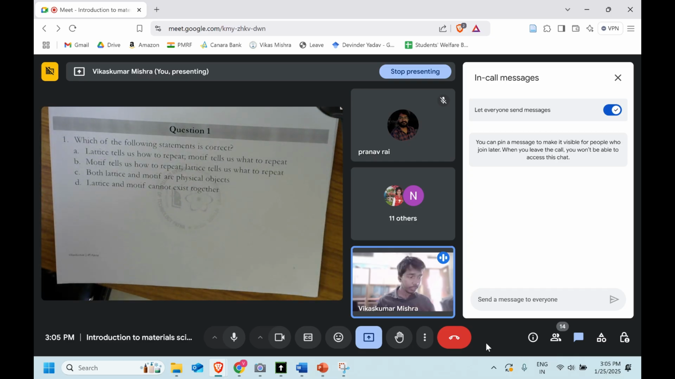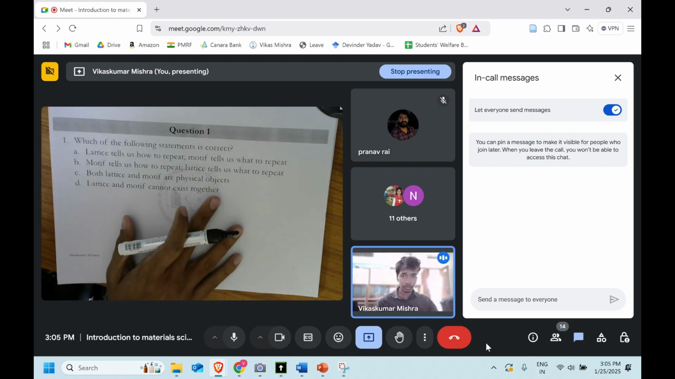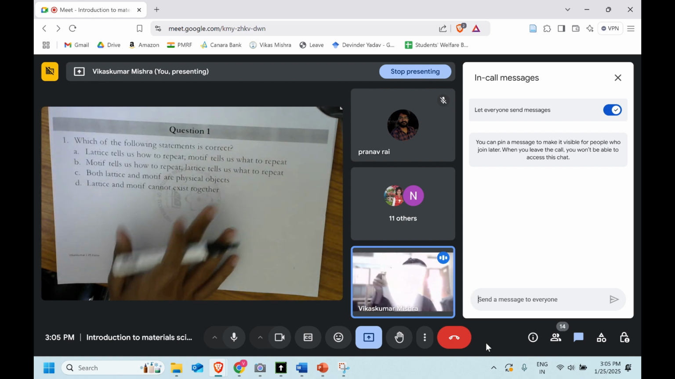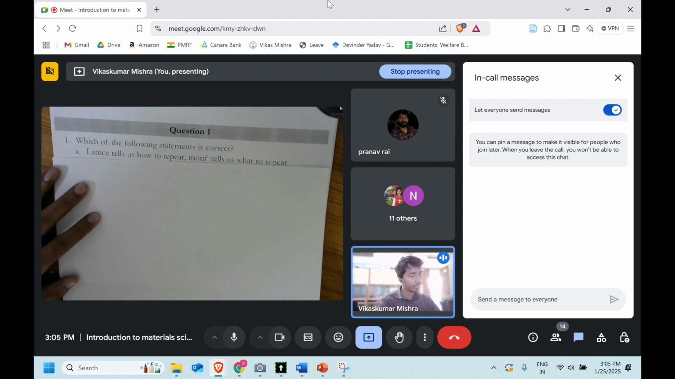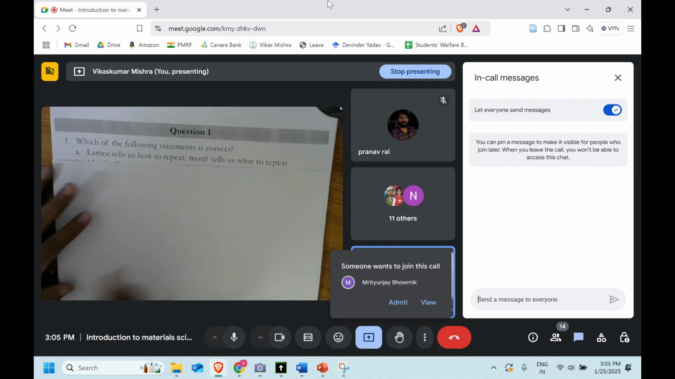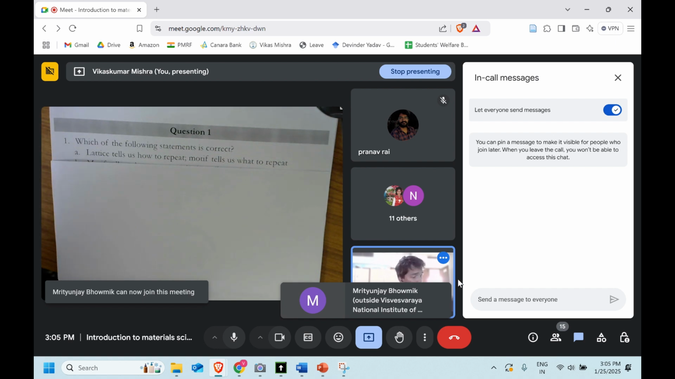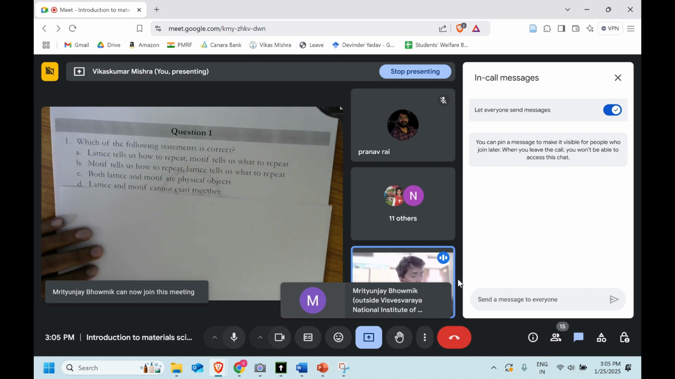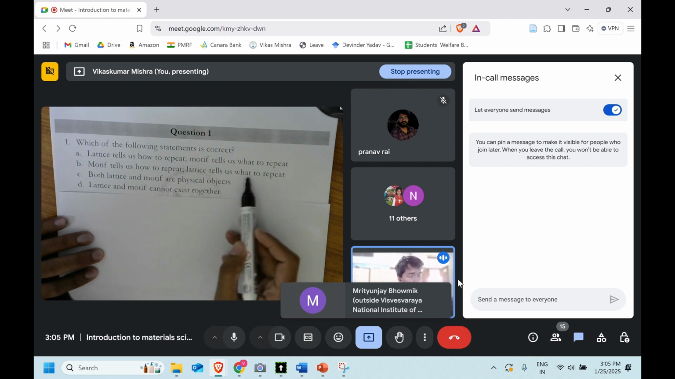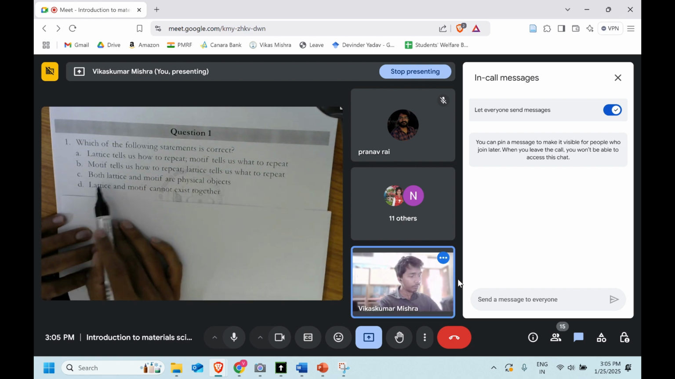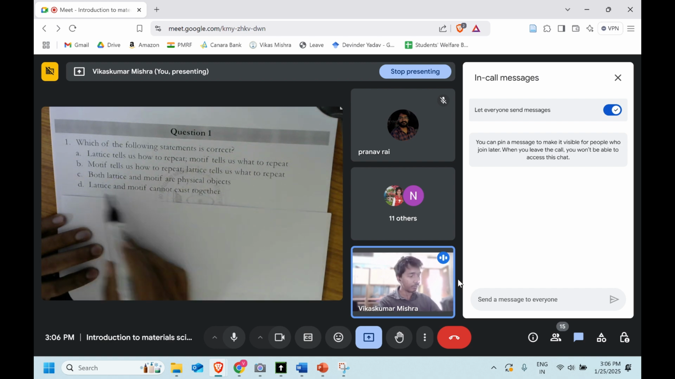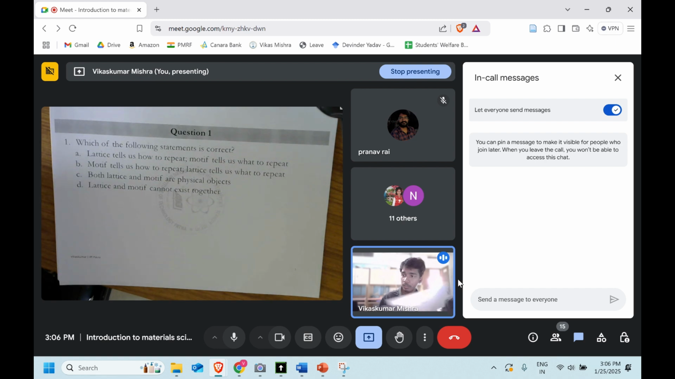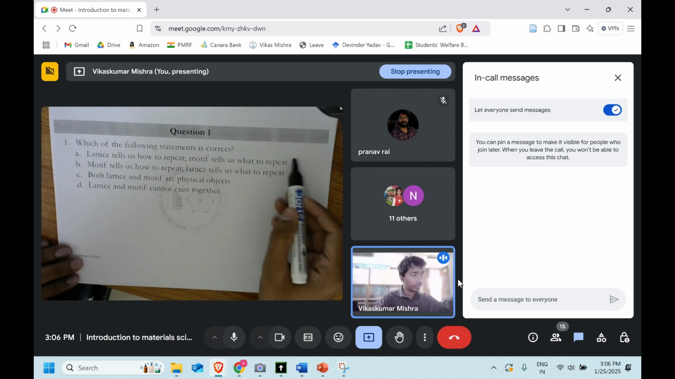I would suggest you all to please respond to these questions that we are going to discuss. Let's read what it's saying: which of the following statements is correct. First one is that lattice tells us how to repeat, motif tells us what to repeat. B is telling that motif tells us how to repeat and lattice tells us what to repeat. Third point is both lattice and motif are physical objects. And D is saying that lattice and motif cannot exist together. So what do you guys think? Among all these four options, which one is the correct option?